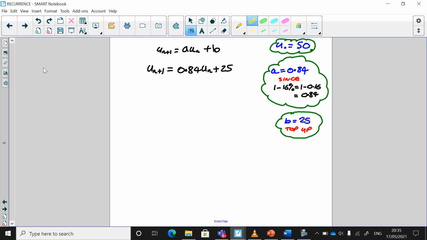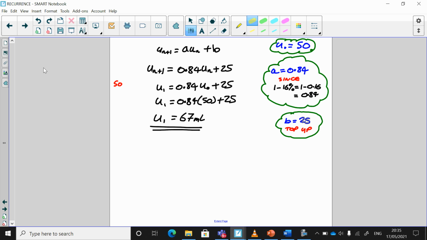For me, I've now got a recurrence relation here. I can start calculating things. And they were asking for the next 3 days. So for U1, I have to put in U0. I know that's 50. I can see that at the top right hand corner. Okay, let's put in 50 there and go and calculate it. 67 mils. Right, that's at the end of day 1. That's how much is in the body, in the bloodstream.